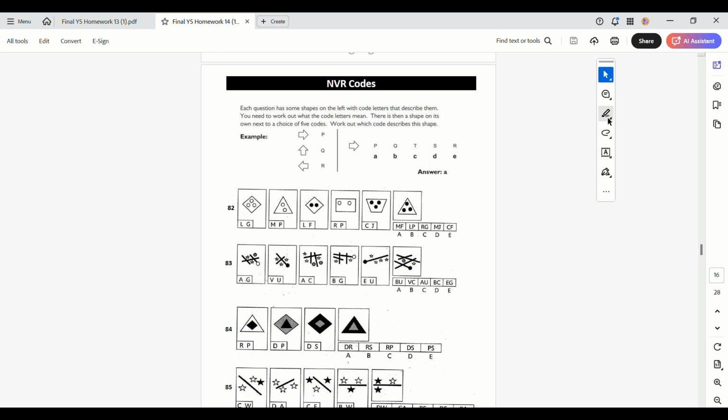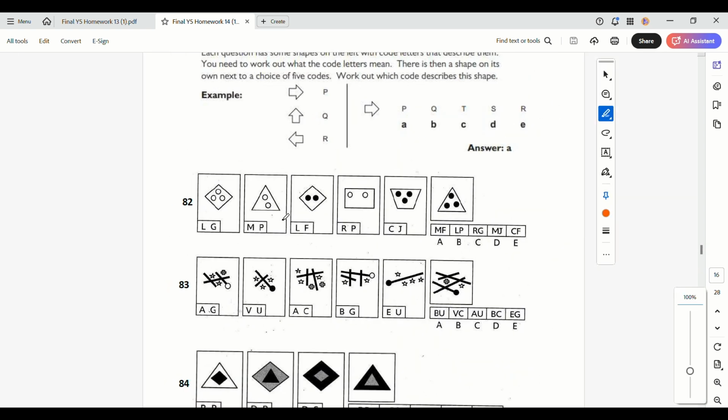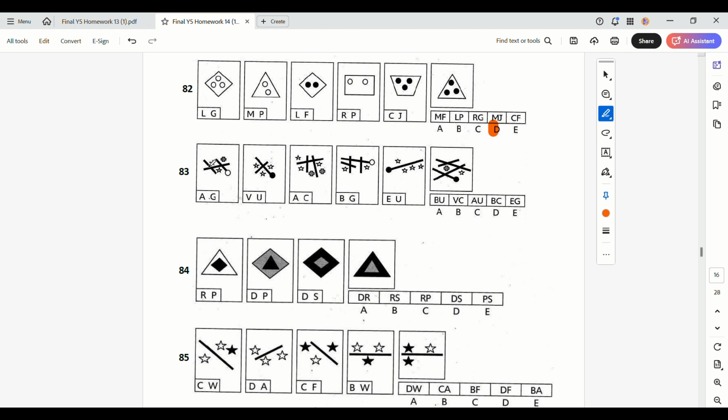NVR codes, question 82. By this point you should know how to do codes. You always look for the duplicate. Look for the same letters. You can see P and P here. That will indicate 2 white circles, whereas F would indicate 2 black circles. J would indicate 3 black circles. This is 3 black circles here, so it should end in J. So you immediately know the answer is going to be D. Let's keep checking. L and L seems to indicate a diamond shape, whereas M would indicate a triangle, so we know this is correct.